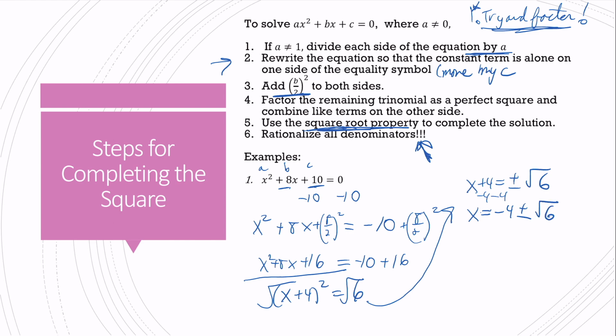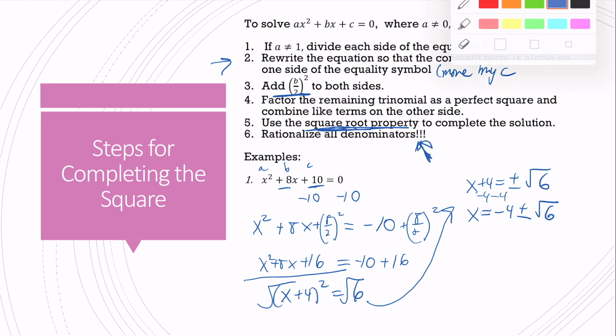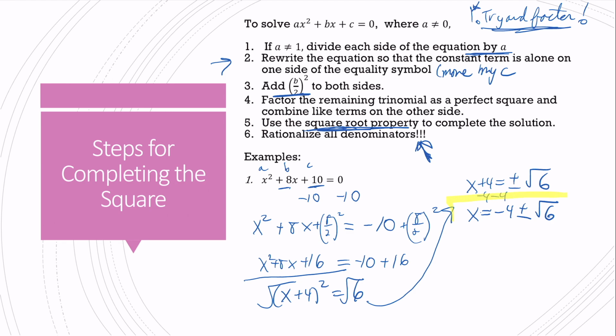That's our final answer. It's not the most satisfying answer, but it's the reason that we couldn't factor this trinomial originally, because my roots, my x-intercepts, were irrational numbers. Let's do a few more examples.